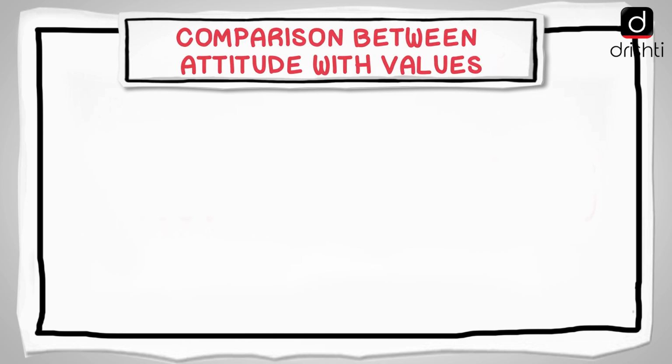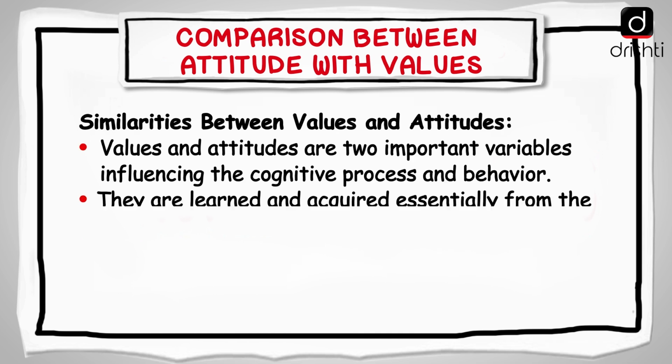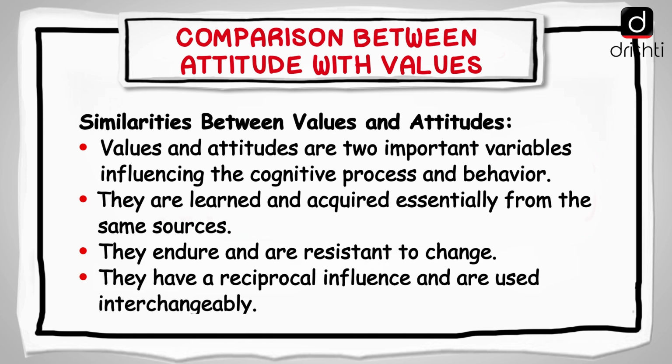Similarly, we will compare attitude with values. What are the similarities between values and attitudes? To begin with, values and attitudes are two important variables influencing the cognitive process and behavior. They are learned and acquired essentially from the same sources. They endure and are resistant to change. And they have a reciprocal influence and are used interchangeably.